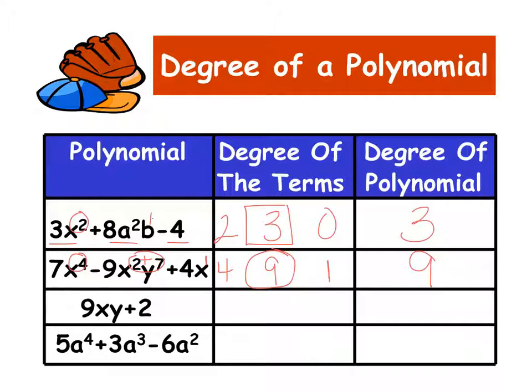All right, third one. X exponent of 1, y exponent of 1. So that first term has a degree 2. Second term has a degree 0, so my biggest degree is 2. And finally for the last one, first term has a degree 4, second term has a degree 3, third term has a degree 2, and my largest degree is 4, so my polynomial has degree 4.